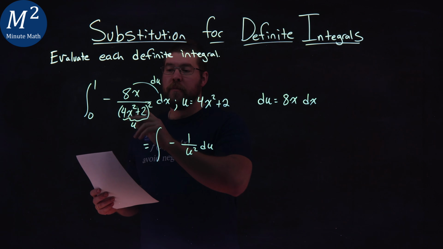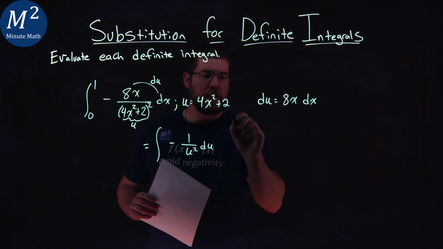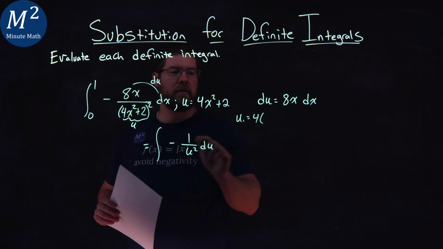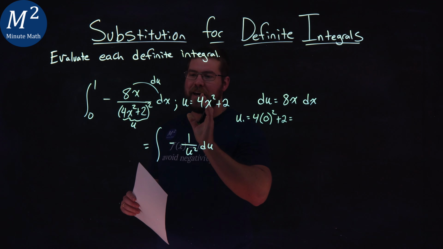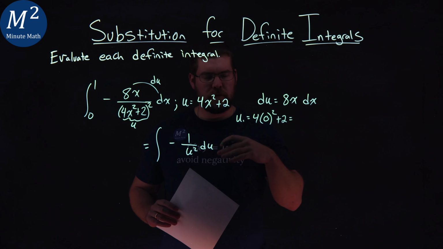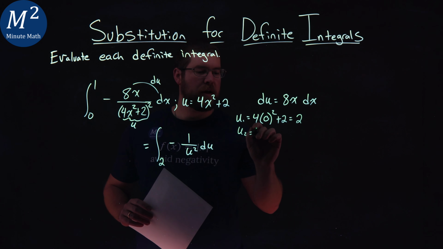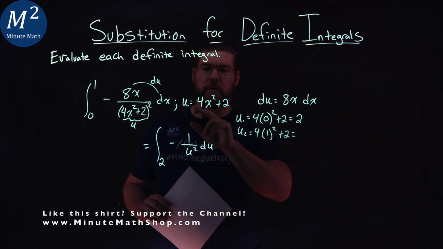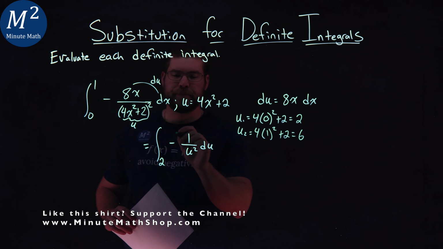Now we have to change our bounds. From 0 to 1 is in terms of x, we need it in terms of u. So we take our u value, u equals 4x squared plus 2, and we put the lower value of 0 in for x. And this will get us the integral in terms of u and our bounds. Well, 0 squared is 0, times 4 is 0, plus 2 is 2. We do the same thing with the second value being a 1, plug it into our u value. 1 squared is 1, times 4 is 4, plus 2 is 6.